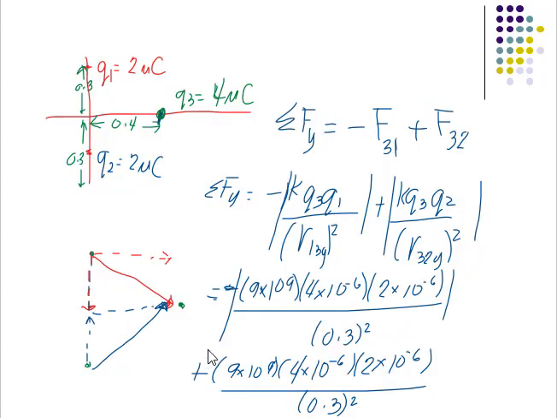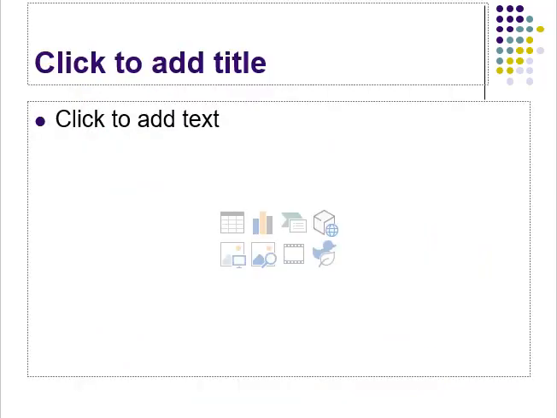Okay, so you can see here that they will have the same value. So this becomes negative and then this is positive. Therefore, the summation of forces along Y is equal to 0. So we now analyze the forces along X component.